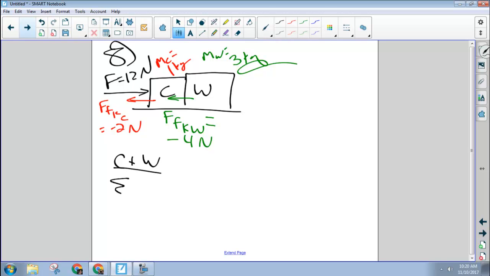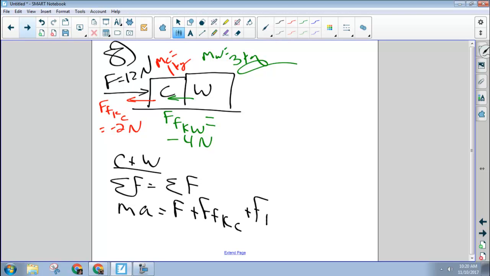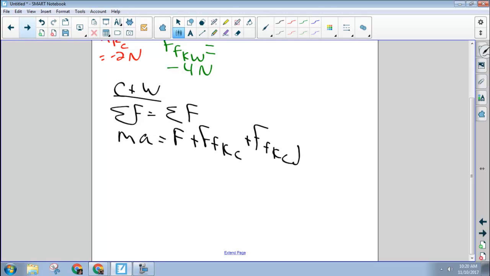Here's what we know. Net force is net force. So mass times acceleration equals F plus the force of friction kinetic on the Cheerios plus the force of friction kinetic on the Wheaties. See what I did there? Everybody good? I'm pretty excited about that.